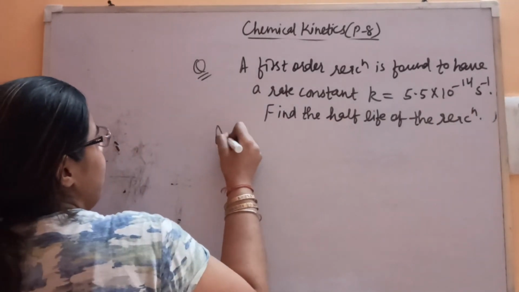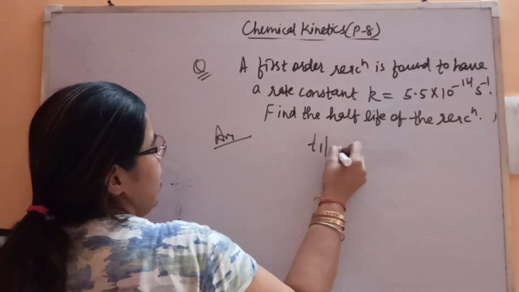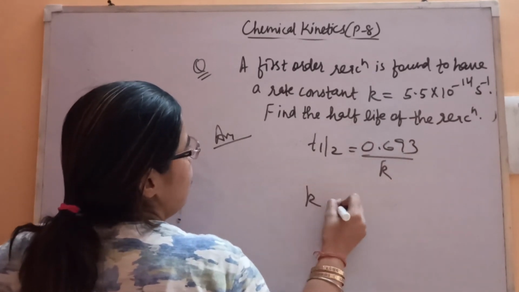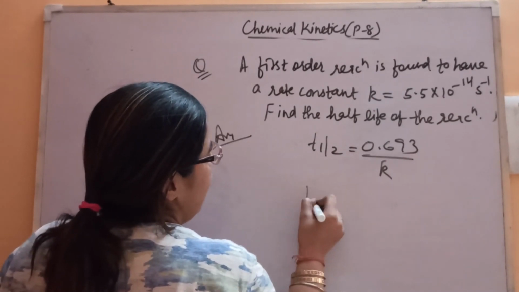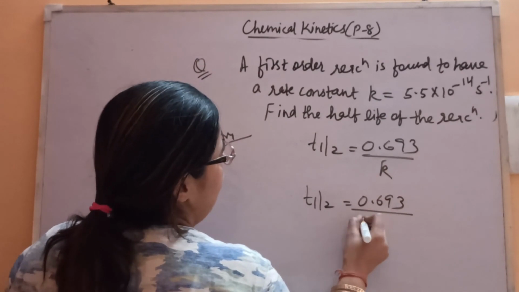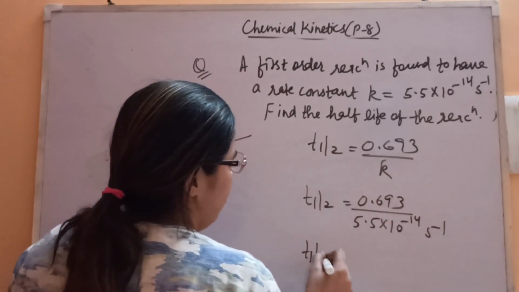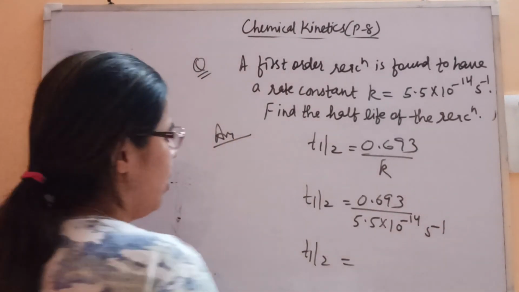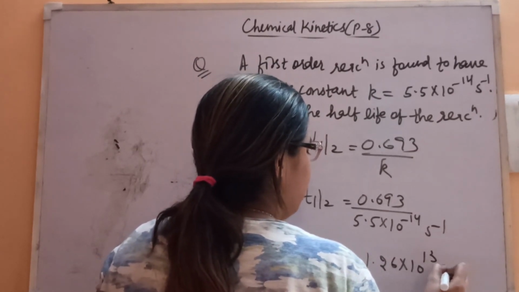Fine. So the answer: we know the formula T half is equal to 0.693 divided by K. K is given, so we will calculate T half. You have to substitute here. When you solve this, you will get the answer 1.26 into 10 to the power 13 seconds.